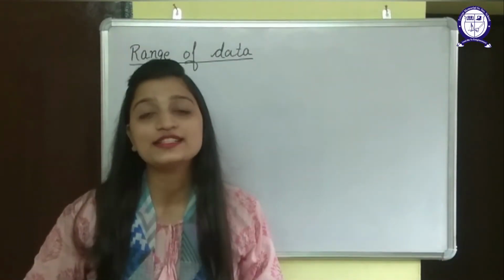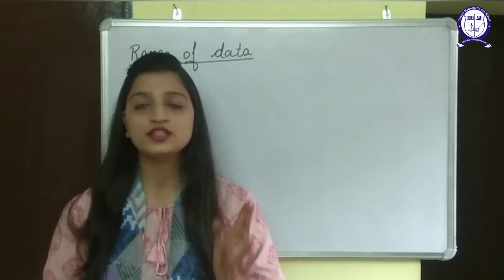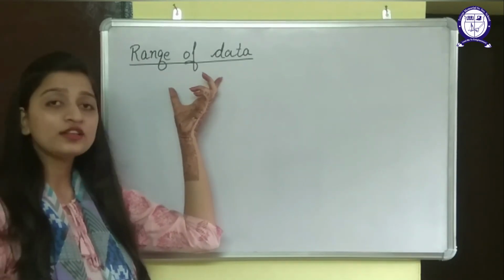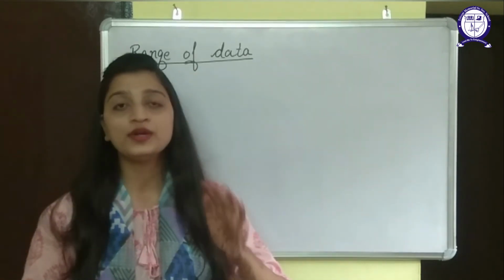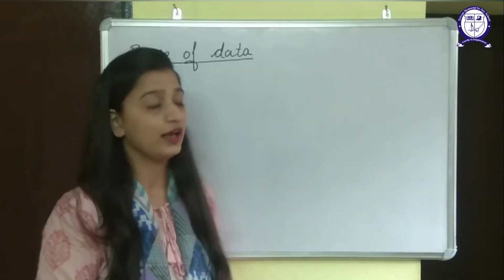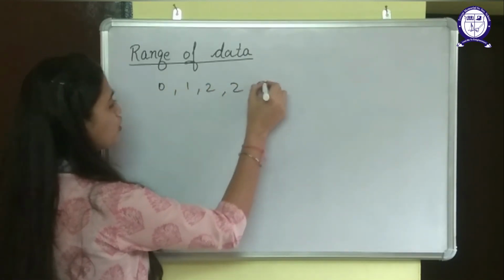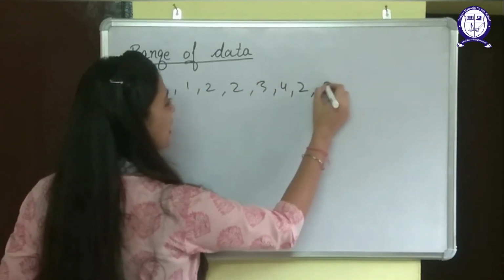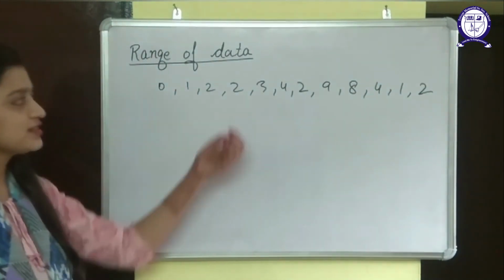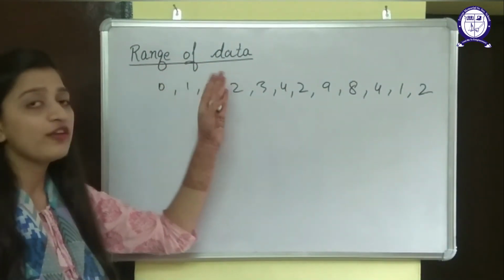There is one more concept related to the data. There were class interval and class marks, these all were for the grouped data, but this range is not based on any grouped or ungrouped. It just focuses on the data, not the table we are making. Now suppose we are given some data 0, 1, 2, 2, 3, 4, 2, 9, 8, 4, 1, 2. Suppose this is the data given to us and we are asked what is the range of the data.